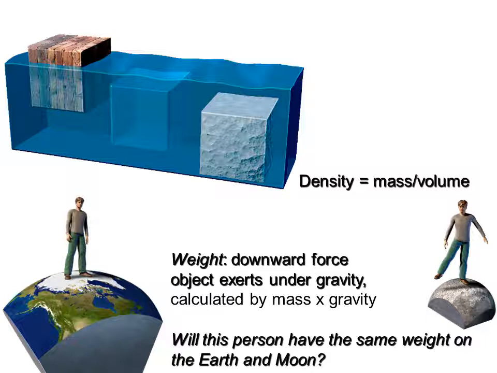So usually when we think of mass, we just think of weight, but it has everything to do with gravity. So this example is a good one to try and understand that. Will this person have the same weight on the Earth and on the Moon?